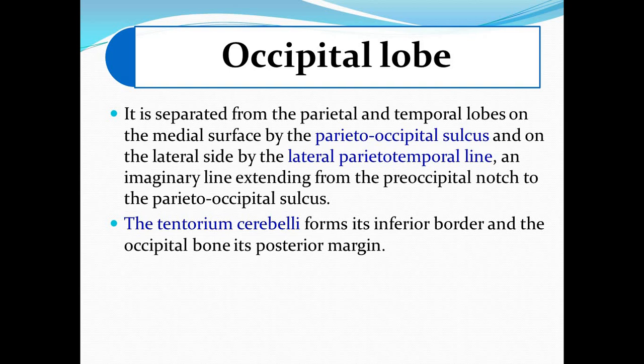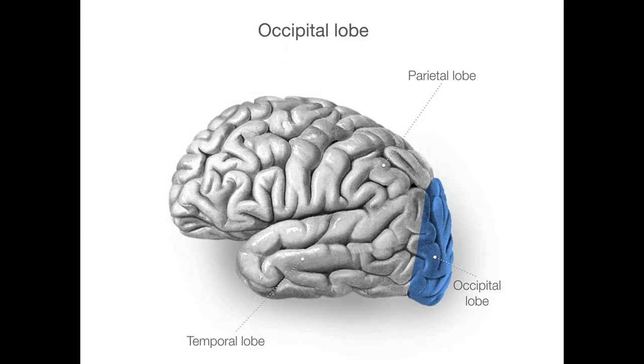The occipital lobe is separated from the parietal lobe by the parieto-occipital sulcus. We already saw this sulcus. And on the lateral side, by the lateral parieto-temporal line. This is an imaginary line extending from the preoccipital notch to the parieto-occipital sulcus. The tentorium cerebelli separates it from the cerebellum downward. So this is the occipital lobe.